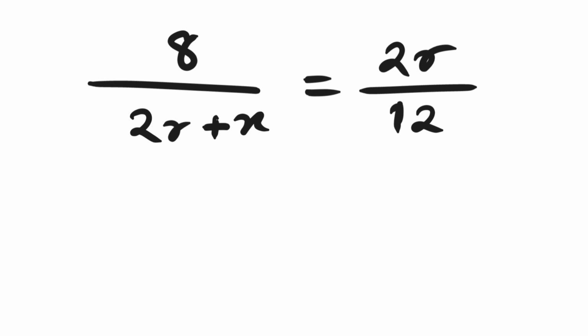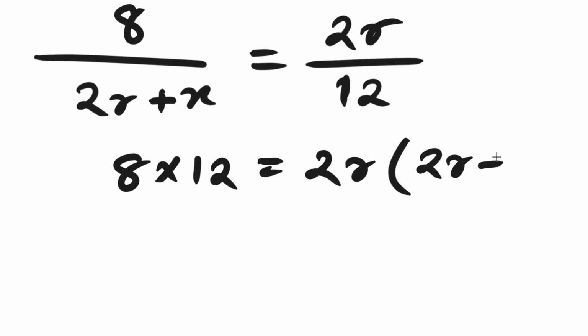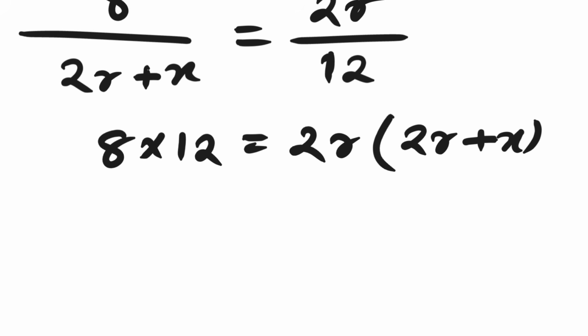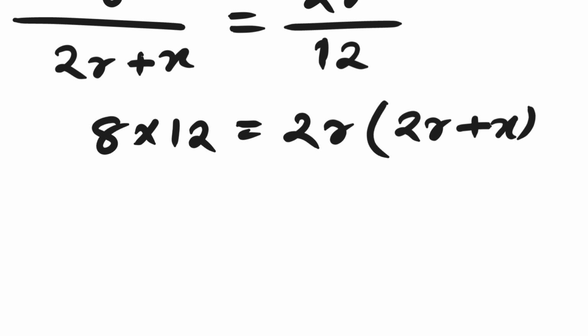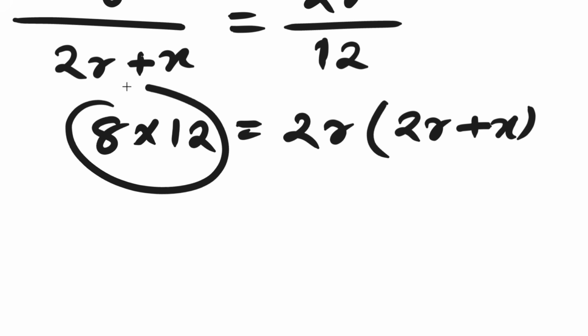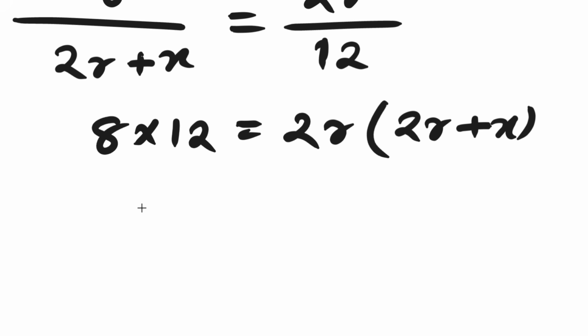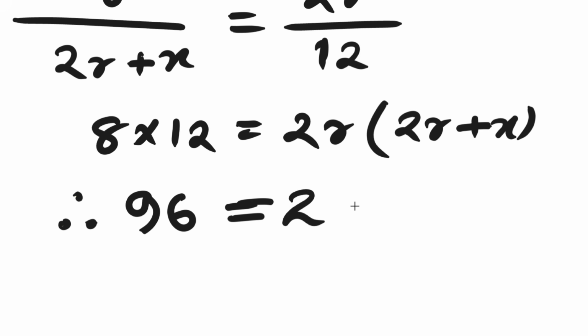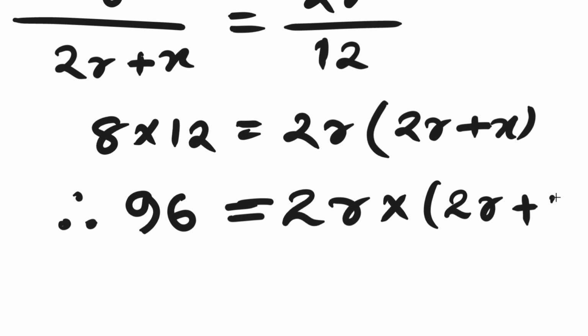Now let's solve this proportion. We cross multiply, which means we multiply 8 by 12 on one side and 2R by the quantity 2R plus X on the other side. This gives us 8 multiplied by 12 equals 2R multiplied by the quantity 2R plus X. Now calculate the left side. 8 multiplied by 12 is 96. Therefore, we have 96 equals 2R multiplied by the quantity 2R plus X.